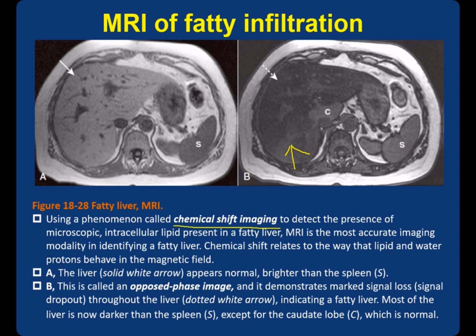Most of the liver is now darker than the spleen, except for the caudate lobe. The caudate lobe is still normal, and here is the caudate lobe. It's still normal, but in most areas of the other lobes, including the left lobe and right lobe, we can see a marked signal loss.